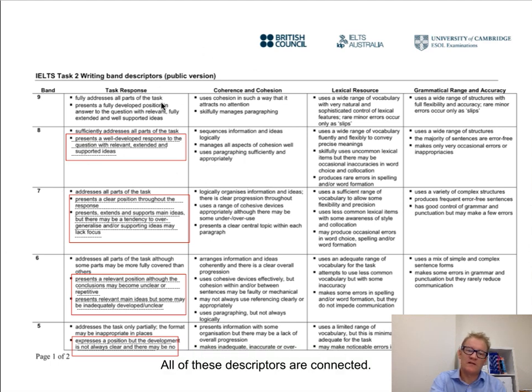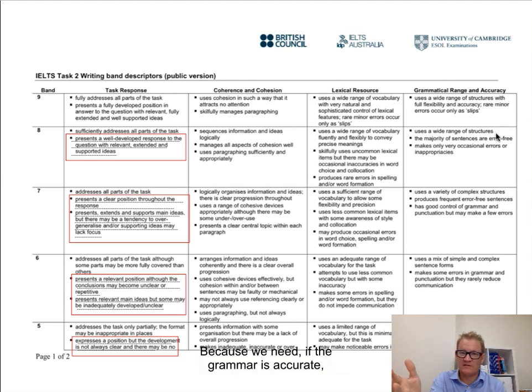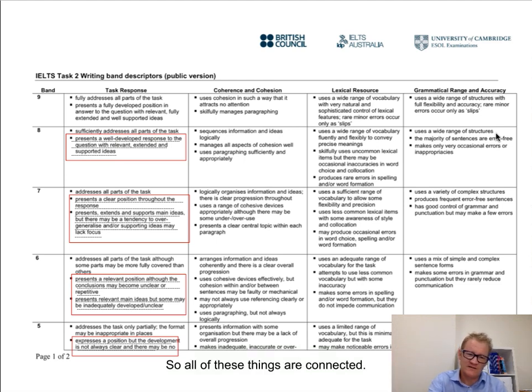All of these descriptors are connected. Grammar and vocabulary are connected, task response and grammar are connected, because if the grammar is accurate, then we can understand your position better. If the vocabulary is clearer and more precise, then it's easier to understand your position. So all of these things are connected. And if the structure is good, that helps to answer the question too.